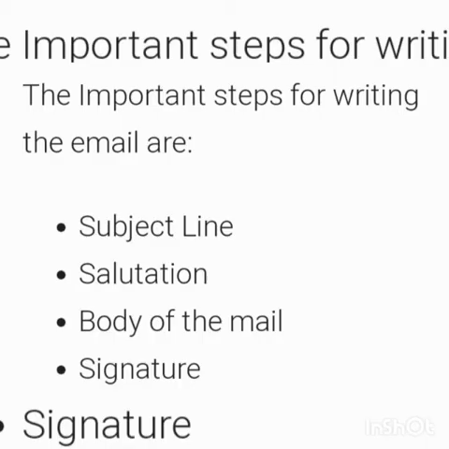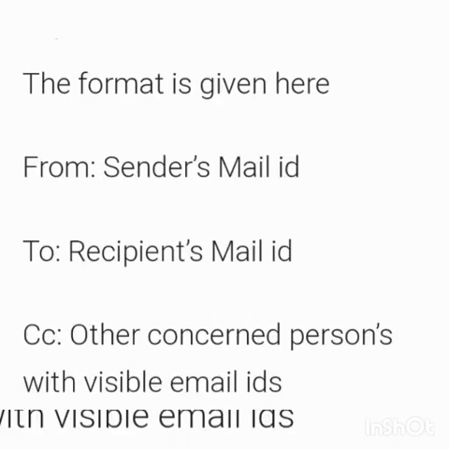What are the steps to be followed in email writing? First is the subject line, then salutation, body of the mail, then a signature. These are the four things which are very essential to be followed while email writing. The salutation is dear sir, dear madam, then the body of the email, then your signature. All these things are very important.